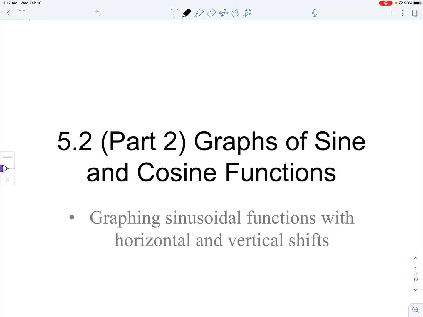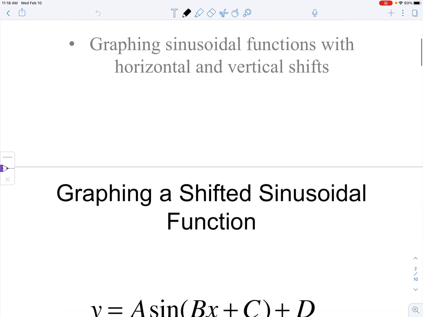Okay, so we are continuing on with section 5.2, and we are looking at part 2, still studying the graphs of sine and cosine functions. But now we're going to be looking at how to graph horizontal and vertical shifts. So when there's a translation or translations happening to the parent function of sine or cosine.